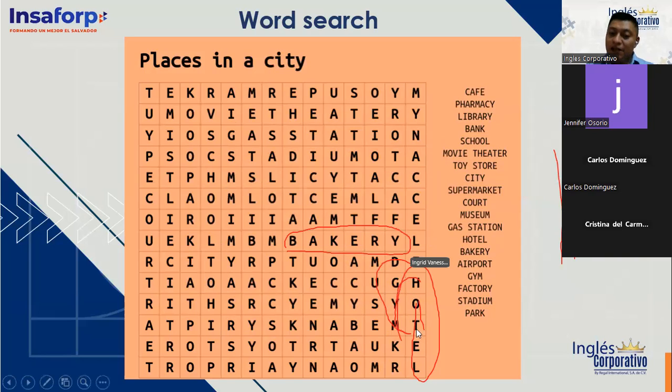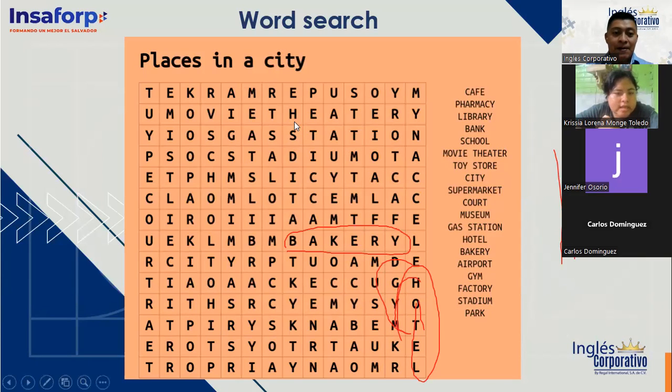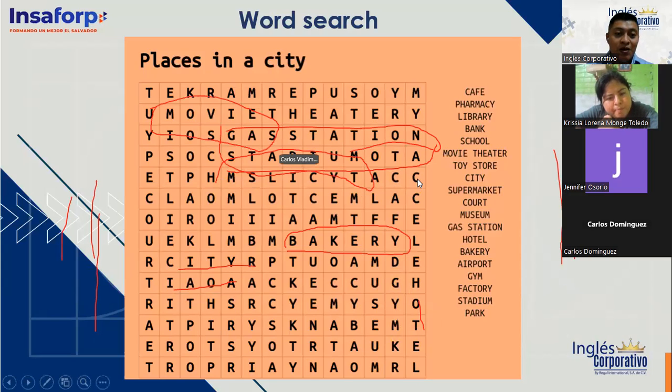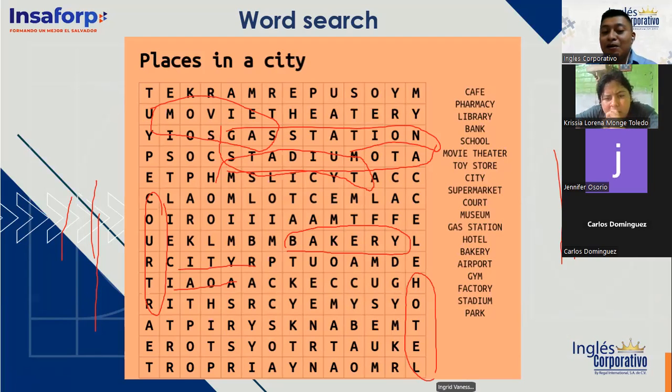School, bakery, hotel. Which other one can you find there? Movie theater is in the second line. Yes, there. Okay, thank you. Movie theater. Okay, excellent. Movie theater, city. City, okay. Museum, teacher? Museum, court, okay, agree, excellent. Court, you can find court there. Any other? Okay, hotel.